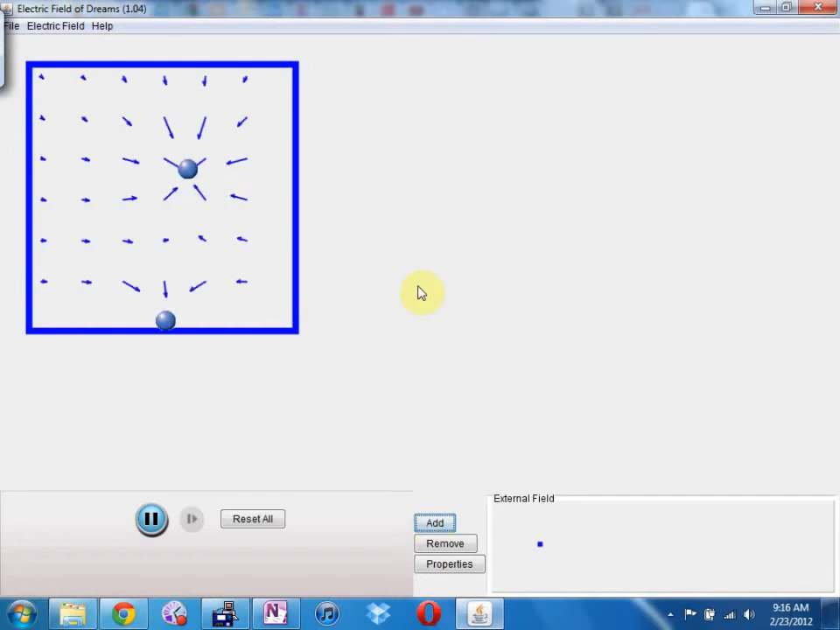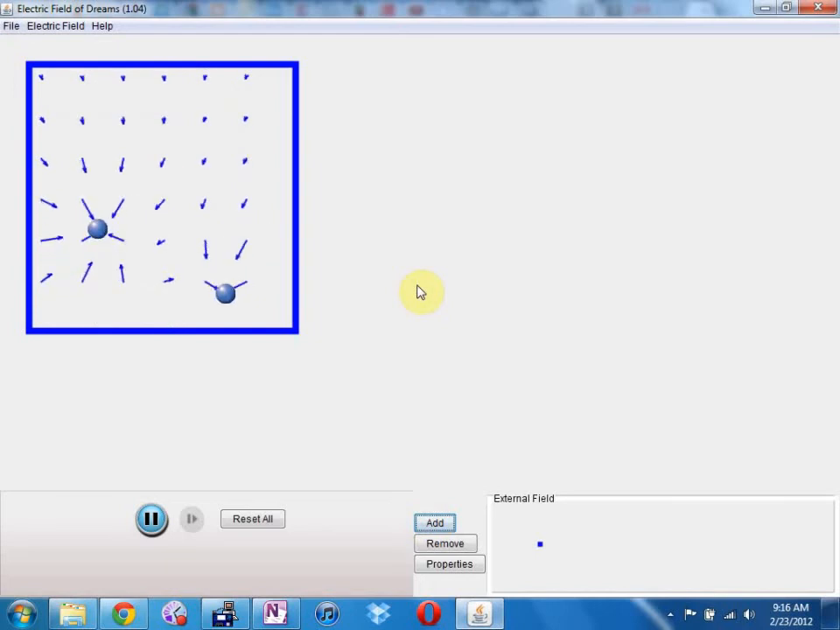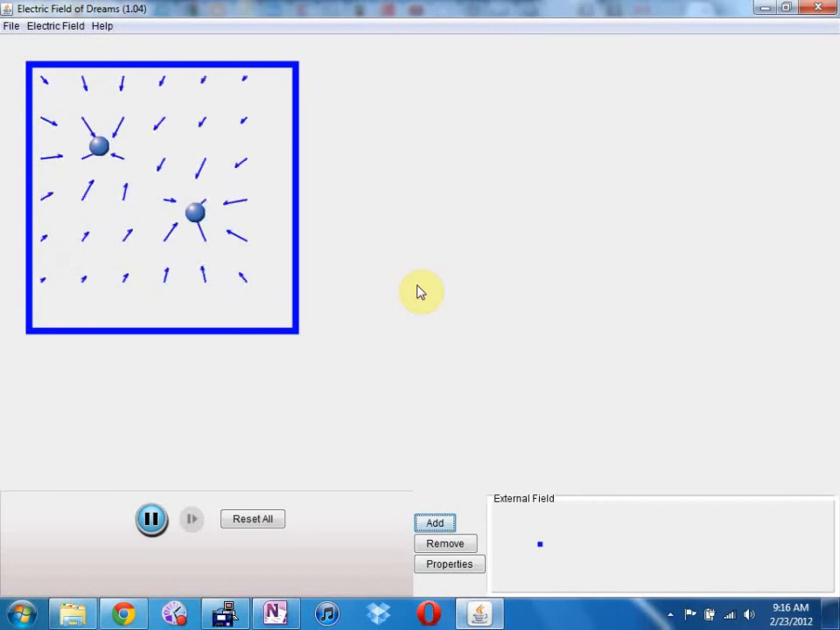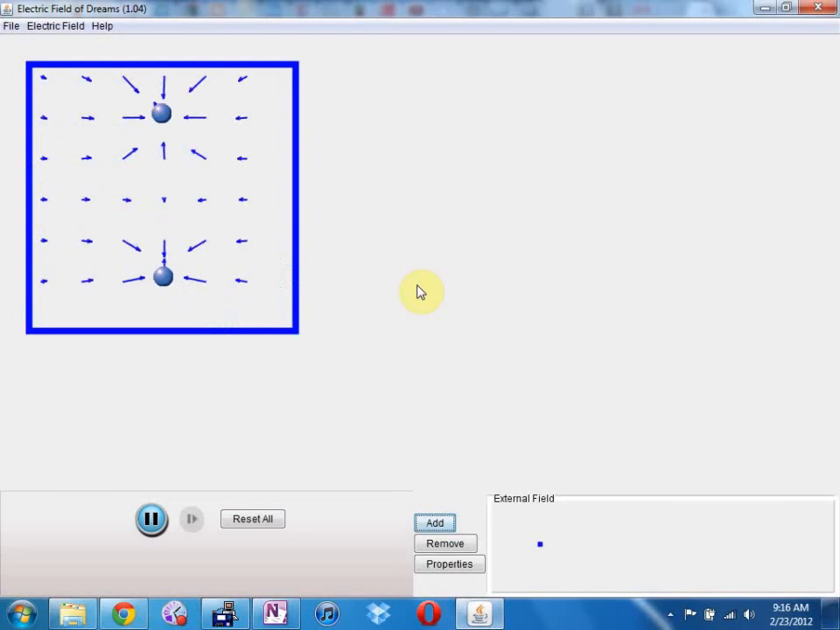Let's add another one. They're going to repel each other. You can see them slowly interacting. They're somehow magically caught inside this box. It's a simulation. They're going to bounce off the walls of the box. But you can see the electric fields changing because everywhere they go, the two electric fields overlap.